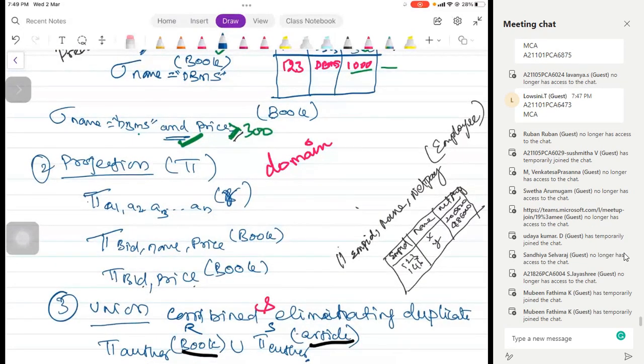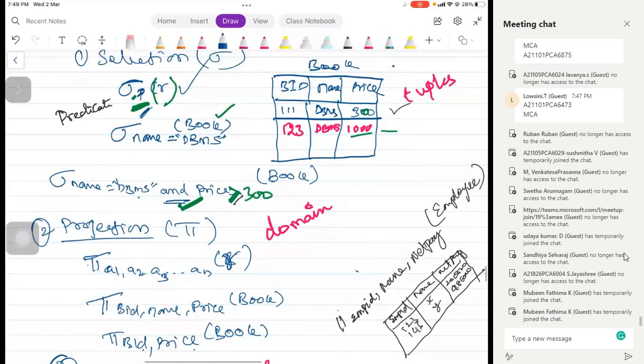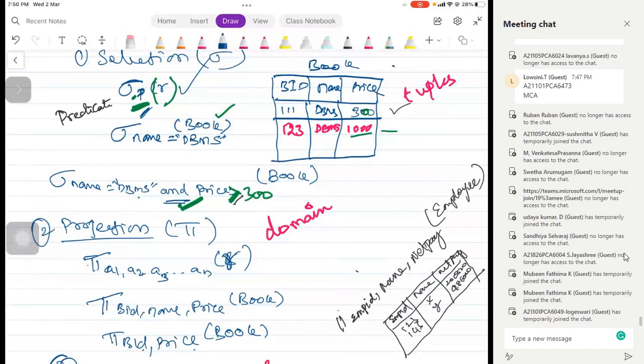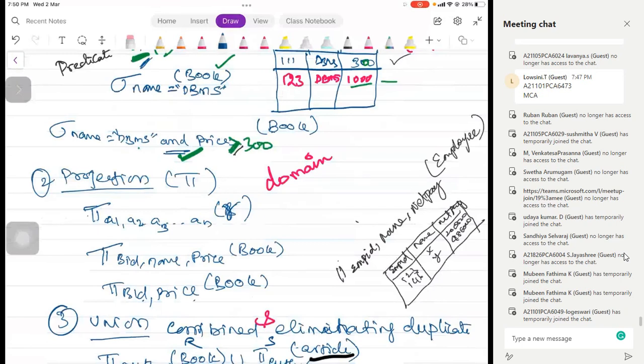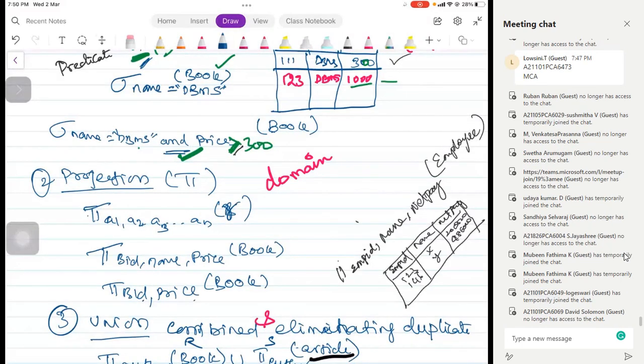அடுத்து ப்ரொஜெக்ஷன். ப்ரொஜெக்ஷன்ங்கிறது இது ரோ வைஸா கொடுக்கறது. காலம் வைஸா நான் டிஸ்பிளே பண்ணணும். இப்போ எனக்கு எல்லா காலமும் டிஸ்பிளே ஆகுது இல்ல டேட்டா பேஸ்ல. எனக்கு புக் நேமும் பிரைஸ் மட்டும் வேணும், புக் ஐடி வேண்டாம் அப்படின்னு நினைக்கிறீங்கன்னு வச்சுக்கோங்க. அந்த மாதிரி இடத்துல காலம்ஸை நம்ம ரெஸ்ட்ரிக்ட் பண்ணலாம்.